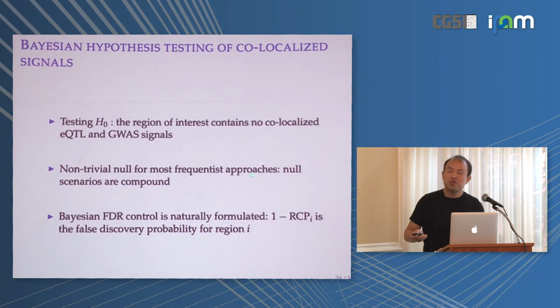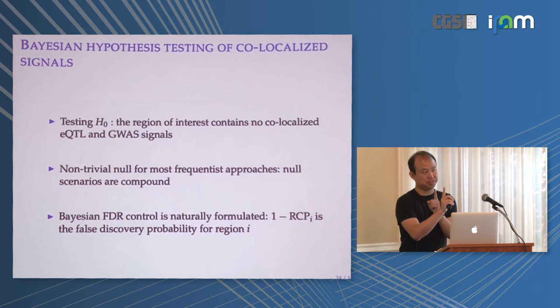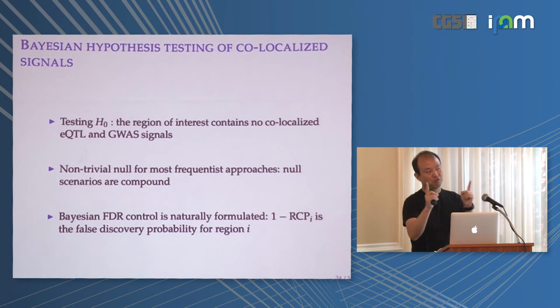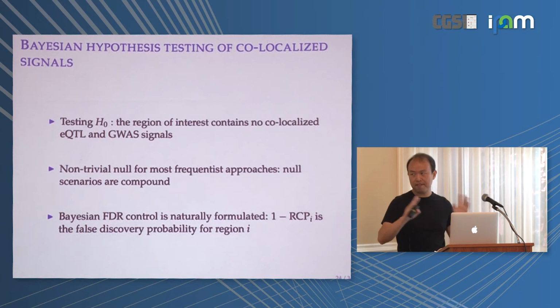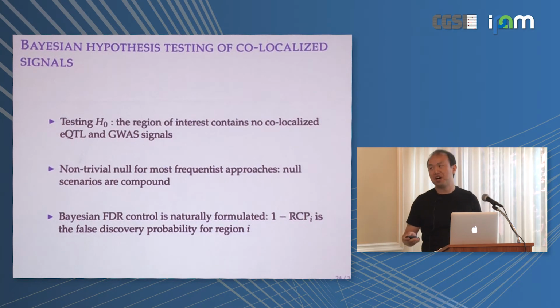On the other hand, if you're trying to solve it in a frequentist way, you need to set up a null hypothesis saying maybe there's no overlap, and then you have a compound situation, because this is a really complex null hypothesis. You may have one SNP that is an eQTL and one SNP that is a GWAS hit, but they are not overlapping, or you may have just one signal, or you may have no signal at all. So it's a compound situation. I don't know any good frequentist solution, but if you have one, let me know.